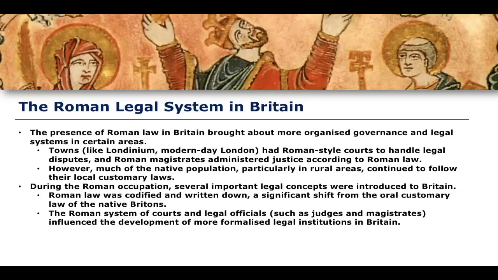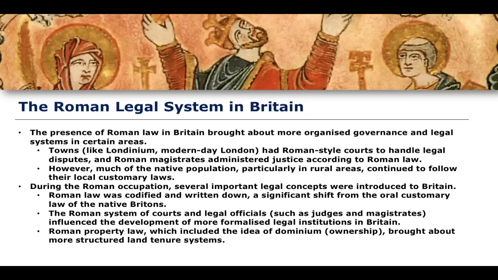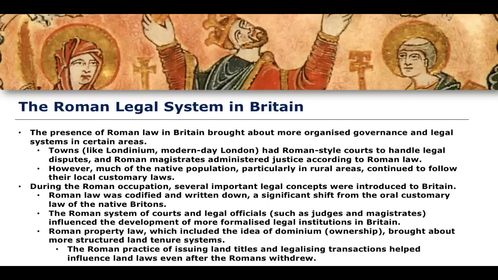So that's one of the things that we can take from the Roman legal system as being influential from all the way back in the history of English law. Roman property law also was quite influential, including things like the idea of dominion, which brought about more structured land tenure systems. And the Roman practice of issuing land titles and legalized transactions also helped influence land laws even after the Romans withdrew.